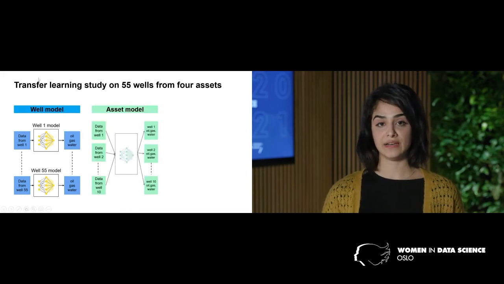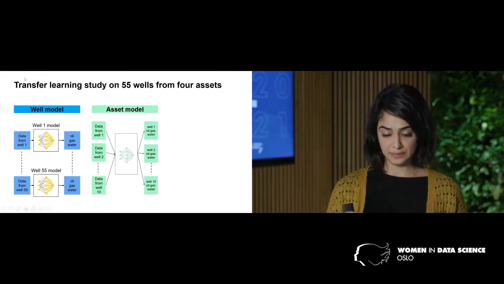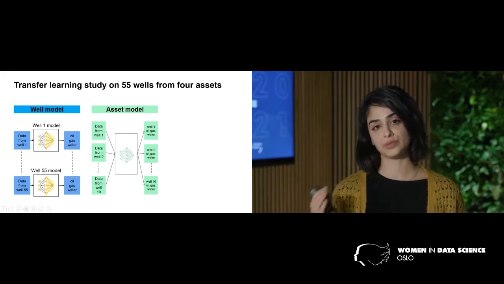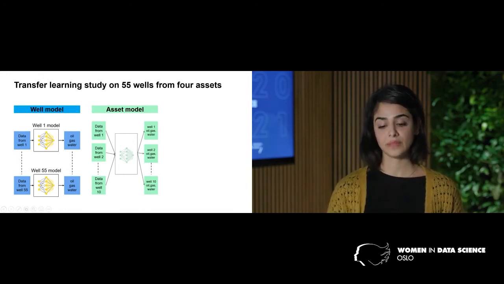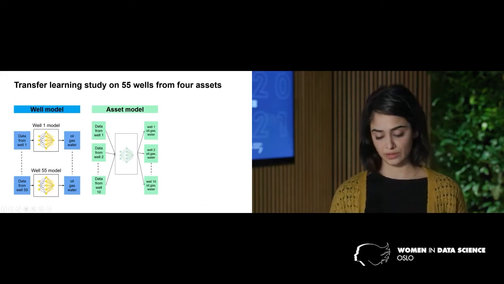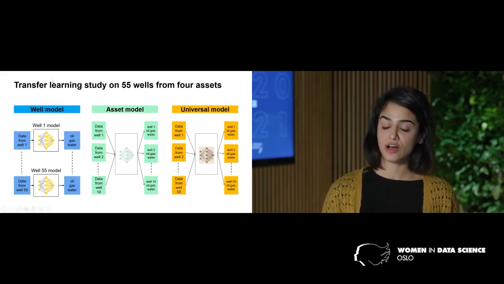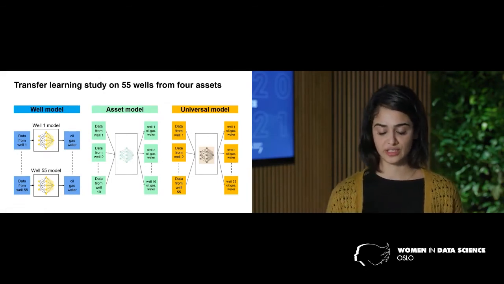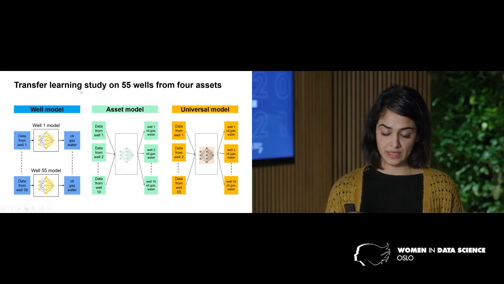Then we created 4 asset models, and that means that we took all the wells belonging to one asset and the data from there, we combined that into one big network. And then the output was the oil, gas, and water predictions on each of those wells at the same time. And so, for instance, if you on one asset have 10 wells, you would put the data from the 10 wells into this model, and so on. And finally, we made a universal model, which takes data from all of the 55 wells, puts it into one huge transfer learning or multitask learning network, and you get the oil, gas, and water rates for all 55 wells out at the same time.